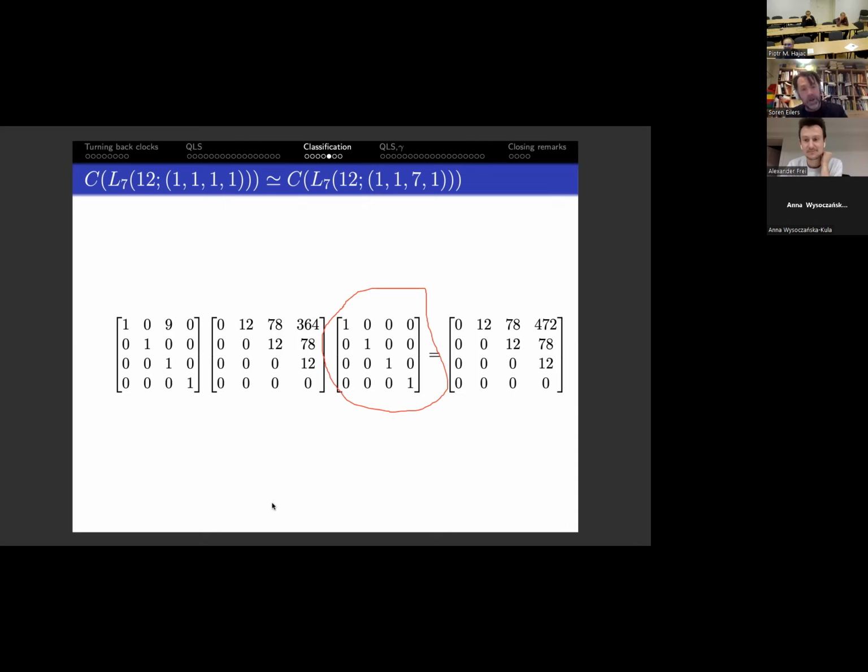Okay. This is just because my example is so simple. We have more complicated examples where you have to do things on both sides. Yeah, sure.